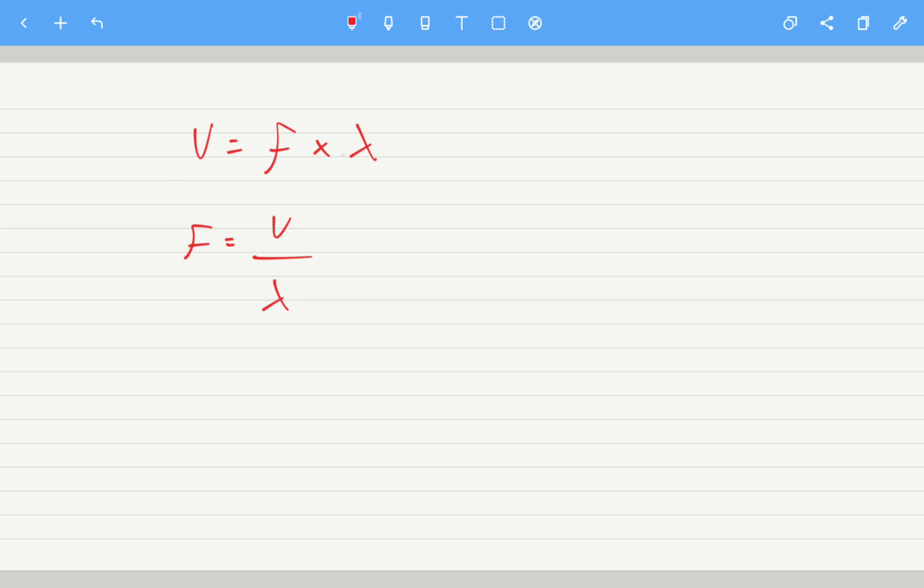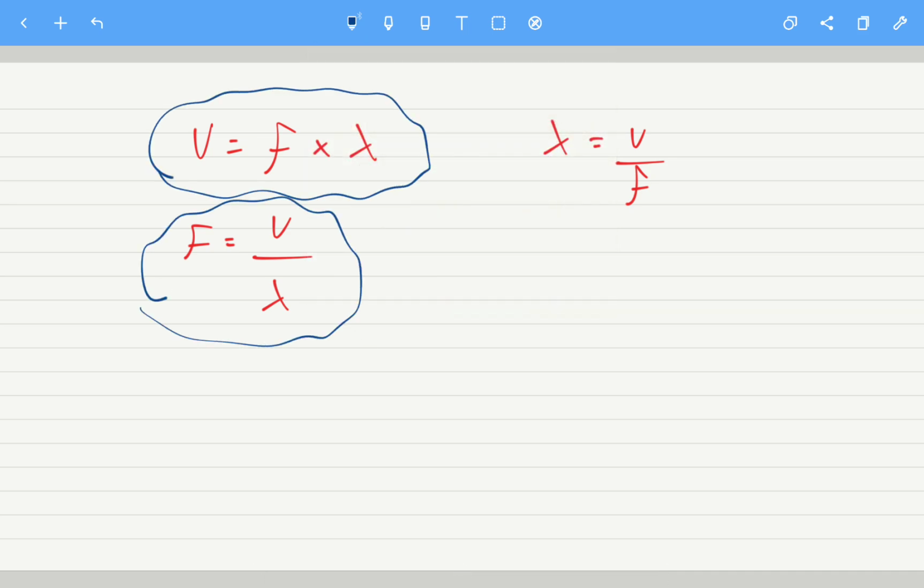And the other one would be the wavelength. So if we wanted a wavelength instead, we need to get rid of a times frequency. So we would simply divide by frequency on the other side. So the wavelength is wave speed divided by the frequency. Okay, so the three equations. Well, it's the same equation, it's just written in three different ways.